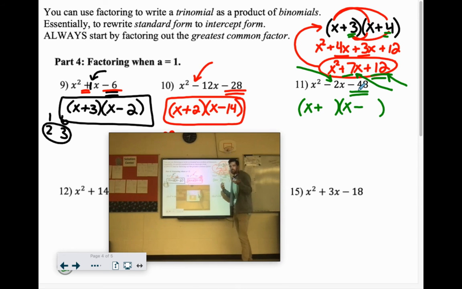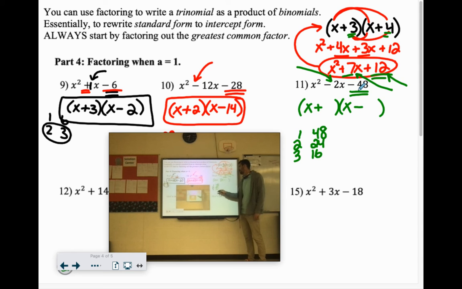But you might not be able to get them right away. So that's why it's important to list out the factors. So starting at 1 and 48, are those 2 apart? No. 2 and 24, nope. 3 and 16, ooh, we're getting closer. 4 and 12, okay. And 6 and 8, those are the ones that are 2 apart. So it'd have to be minus 8 and plus 6, because that's the only combination that can add up to negative 2 and multiply to negative 48.